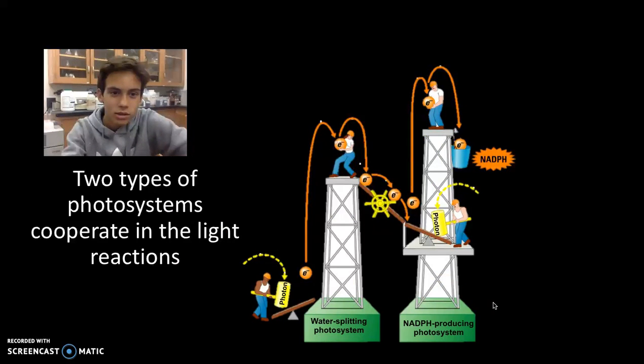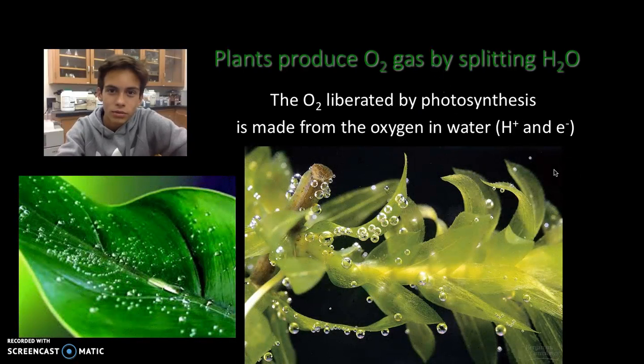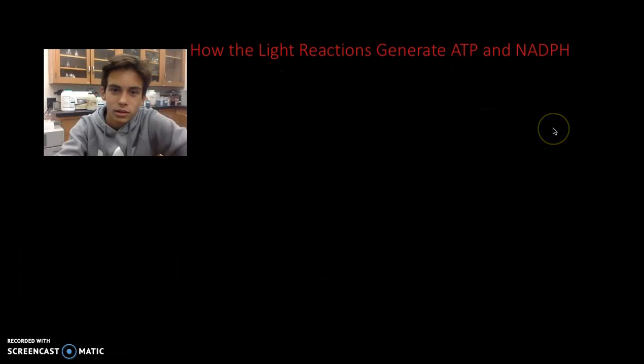Two types of photosystems cooperate in the light reactions. Here's our lovely image of the workers here, which is a good relation to how photosynthesis works. So plants produce O2 gas by splitting H2O. The oxygen liberated in photosynthesis is made from the oxygen in water, H plus and e minus.